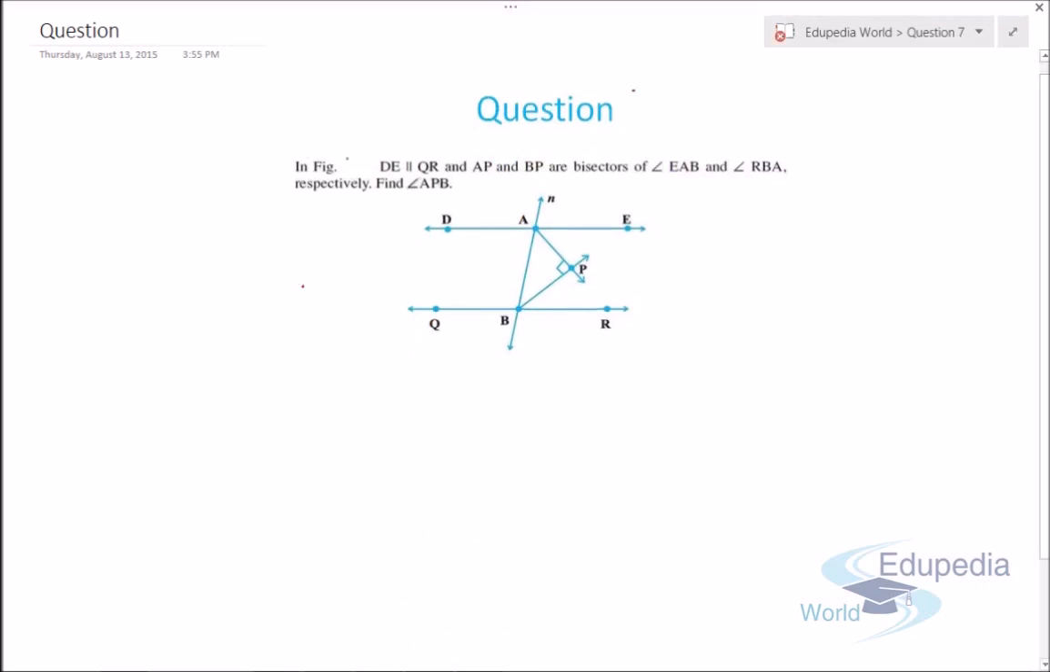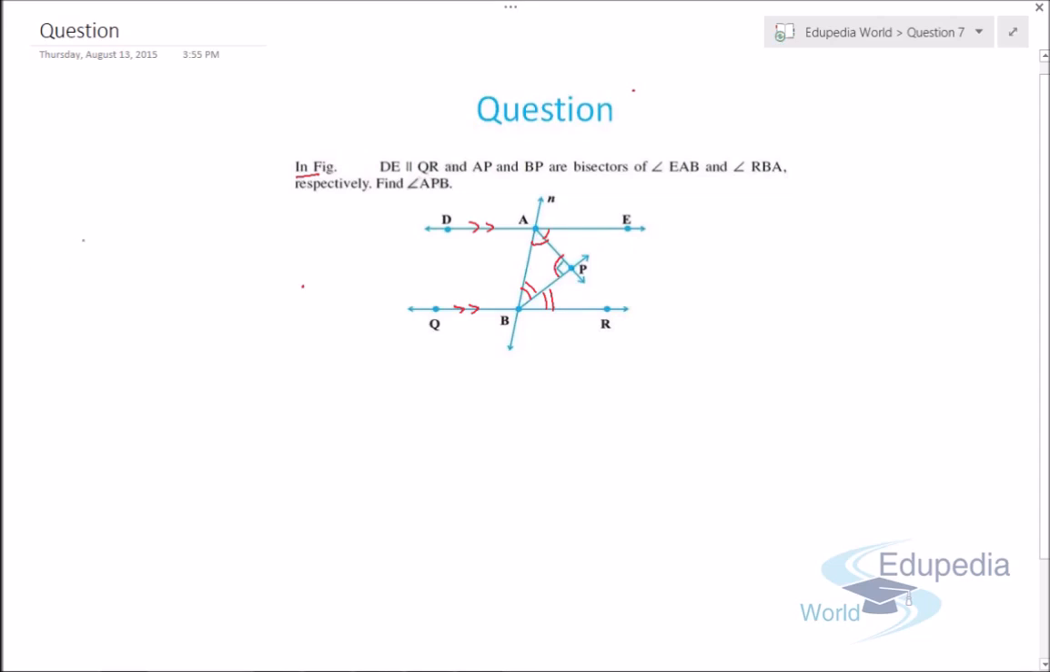The question says, in the figure DE is parallel to QR and AP and BP are the bisectors of angle EAB, which means this angle equals this angle and this angle equals this angle. We have to find angle APB, which means this angle. So let's see how we can do this.